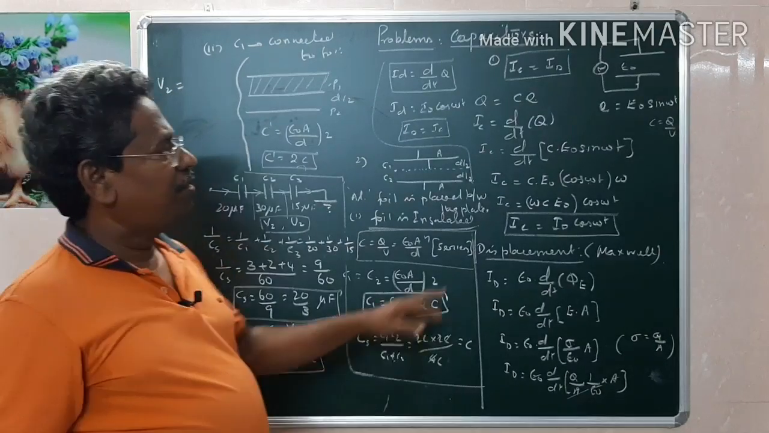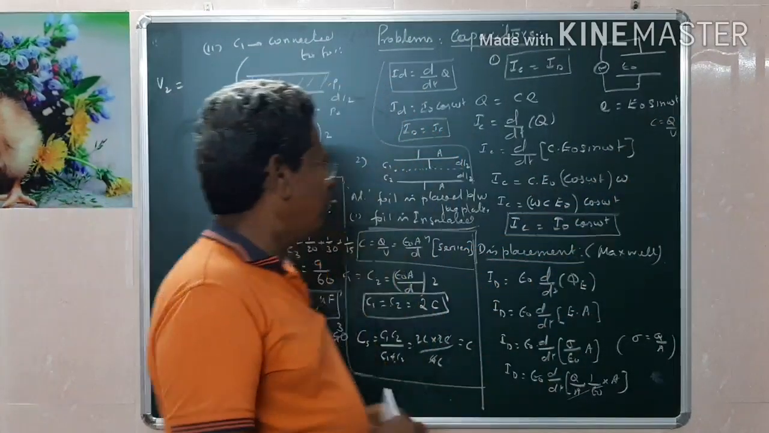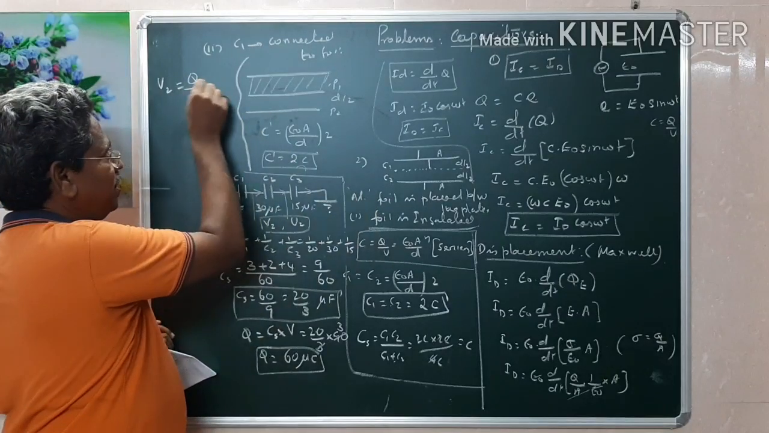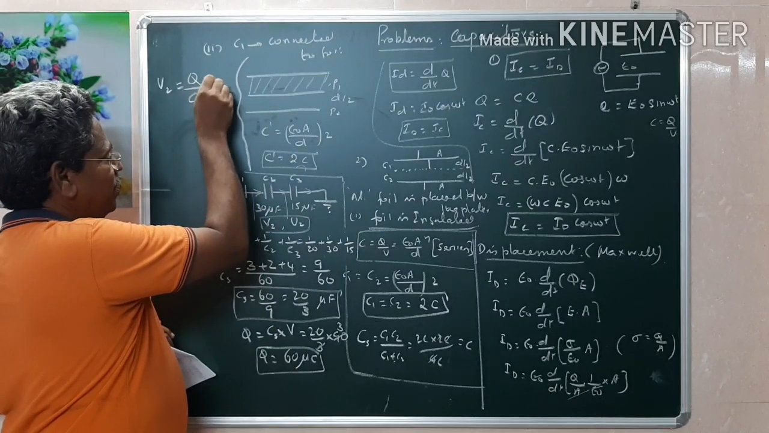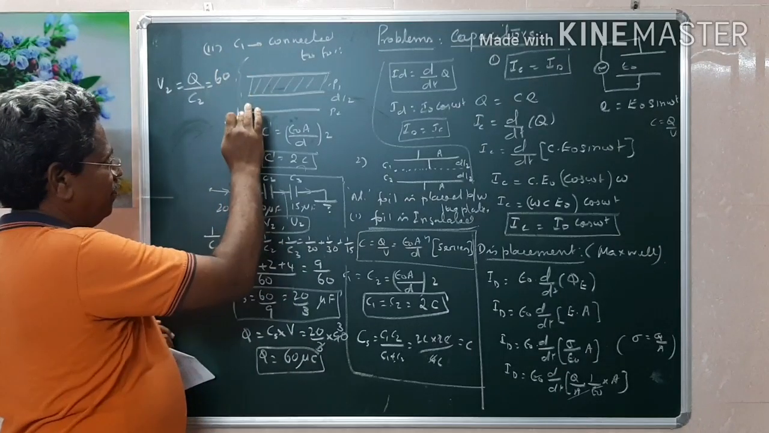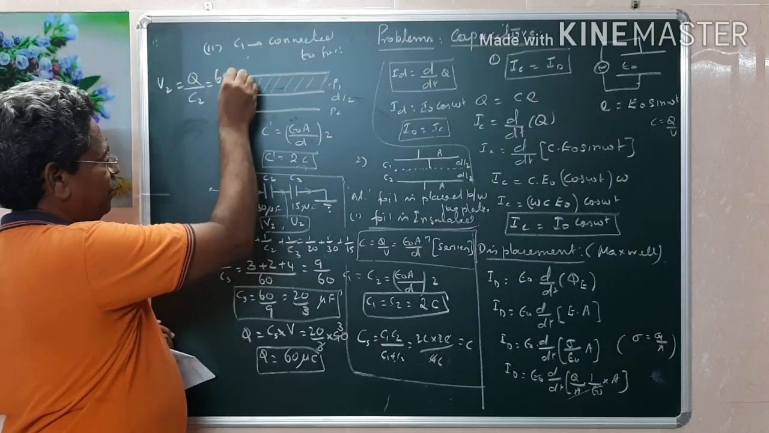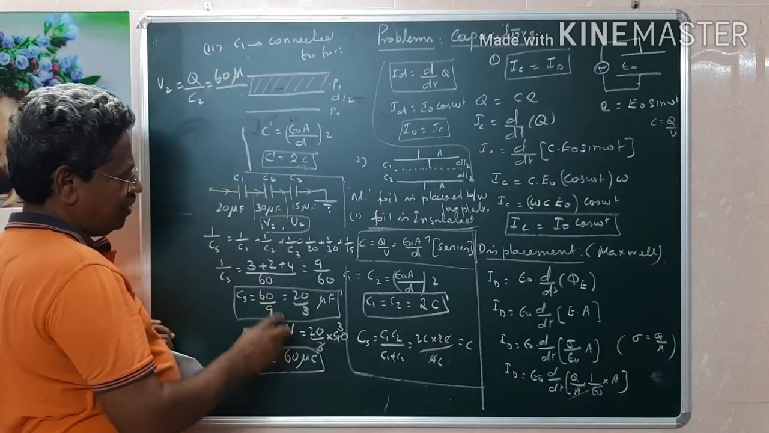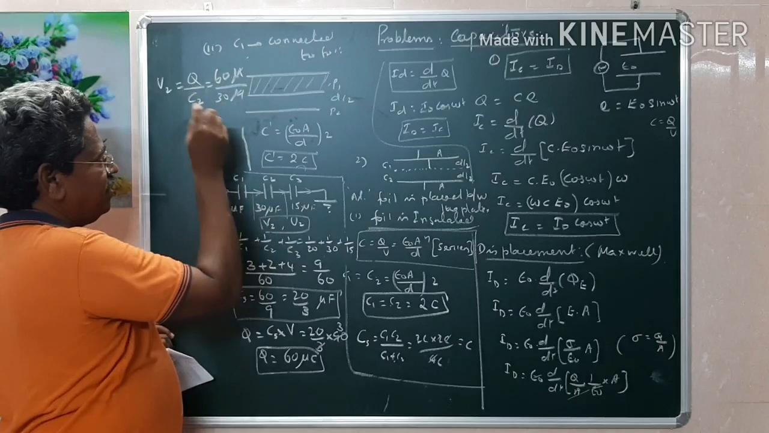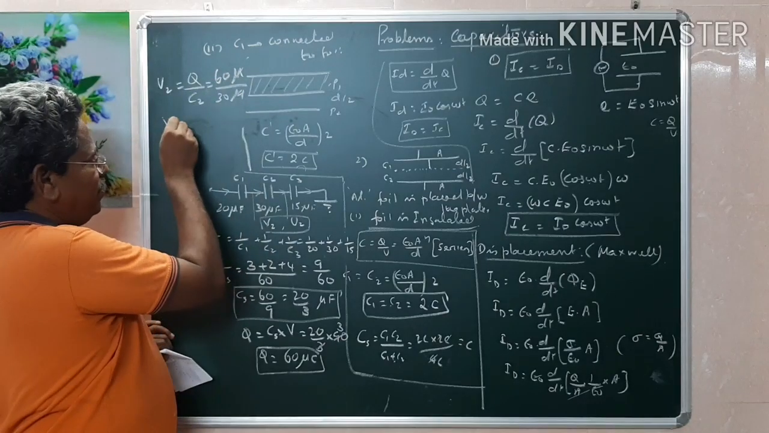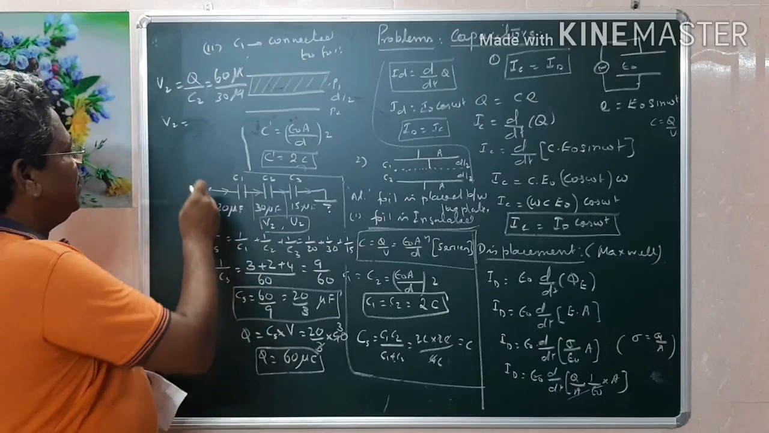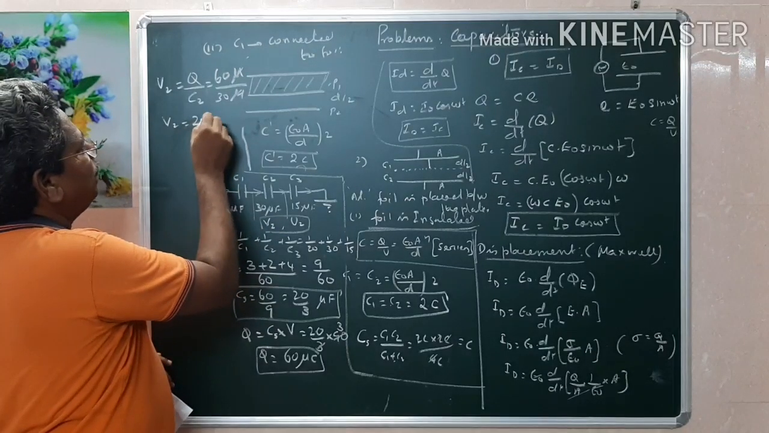Again the original formula, C is equal to Q by V. Therefore, V2 is equal to, charge will not change, all are in series, Q by C2. How much is Q? You see, 60 micro, divided by C2, which is given as 30 micro. Micro cancels. Therefore, V2 is equal to 60 micro by 30 micro, which is 2 volt.